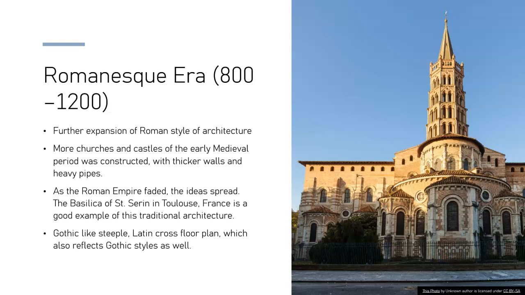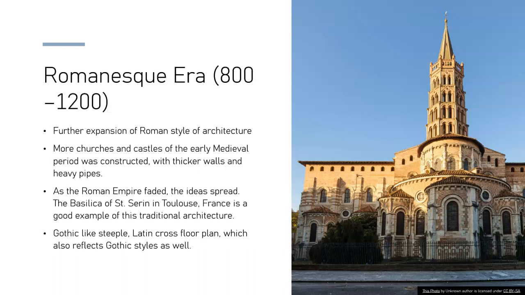Next up, we have the Romanesque era, which was from 800 to 1200. This further expanded upon the Roman style of architecture. We started to see more churches and castles that were considered medieval during this period. They had thicker walls and heavier piers.